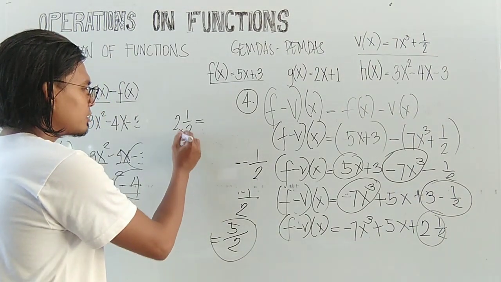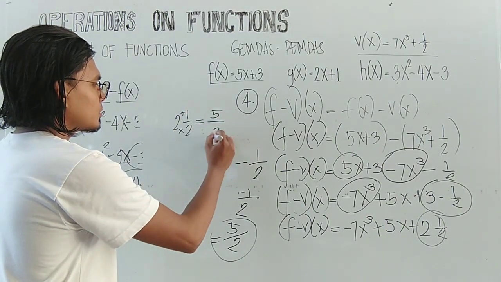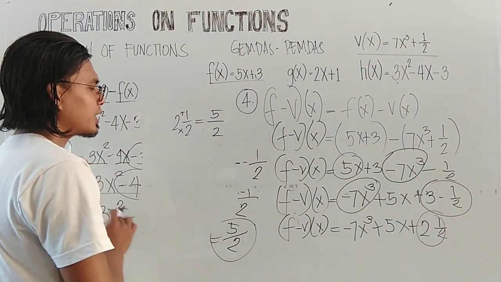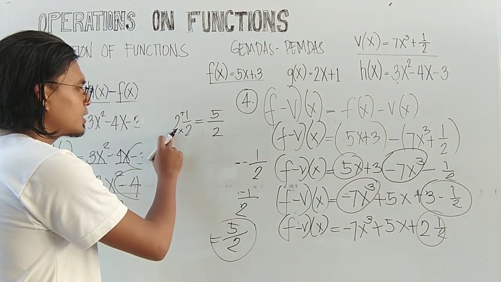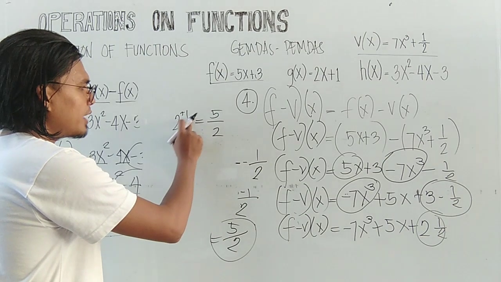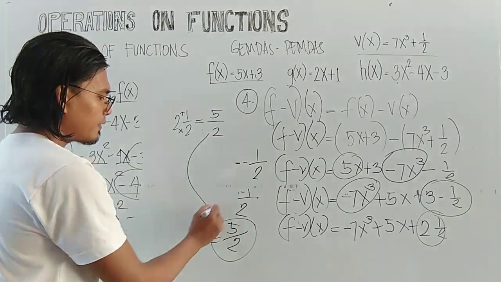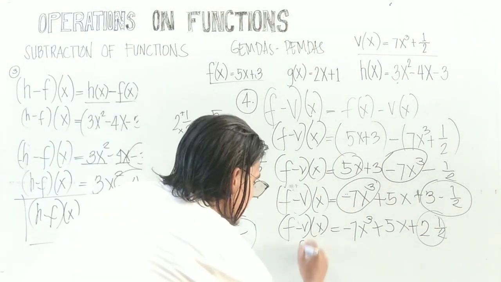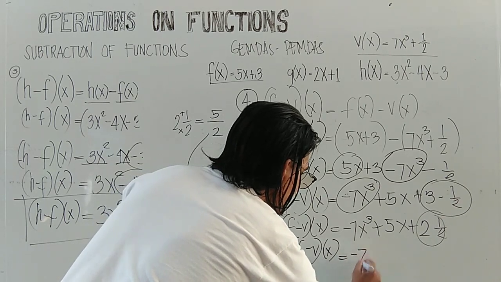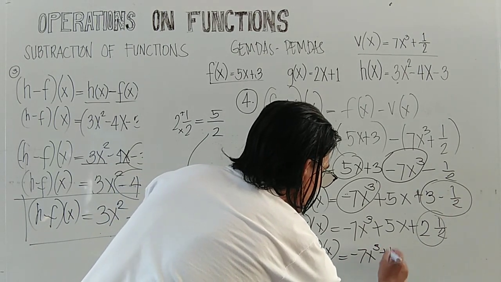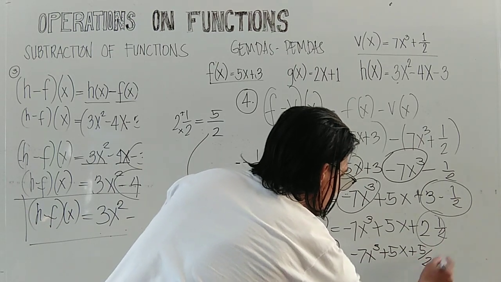So just multiply 2 times 2 plus 1, that is 5 over 2. Copy the denominator. Again, 2 times 2, your denominator times the whole number plus your numerator 1, that is 5. Copy the denominator. So, parehas na silang 5 over 2. So, the final answer will be negative 7x cubed plus 5x plus 5 over 2.